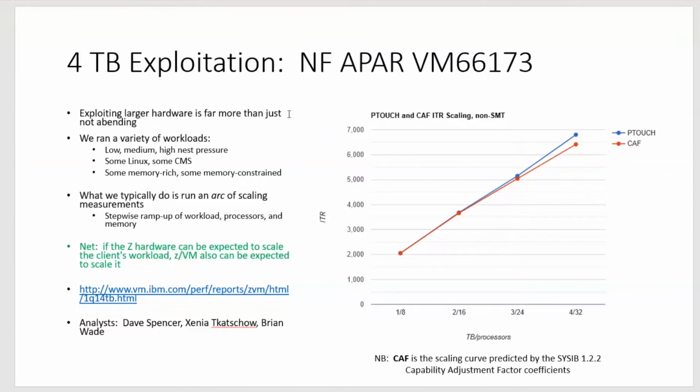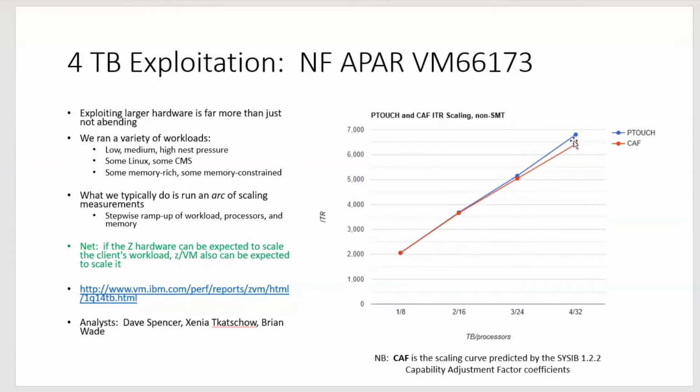Just because you can use all those processors, just because you can address all that memory, doesn't necessarily mean that you can claim that you can support it. You have to be able to scale in a manner that makes sense for the workloads you run, and in particular, in a way that makes sense given what we've already told clients about the hardware's ability to scale. So we run a variety of workloads. We run workloads that press on the caches very lightly. Some press on the caches very heavily. Some are memory constrained, some are memory rich, and we typically run an arc of them when we're trying to evaluate scaling behavior.